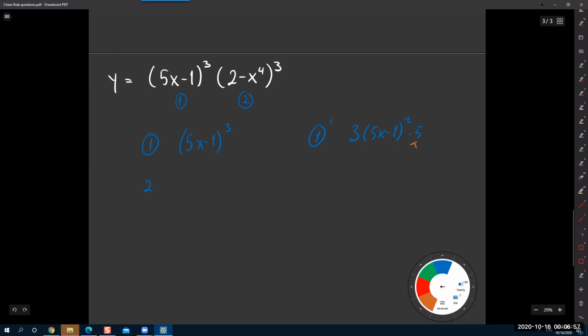Likewise, 2 is 2 minus x to the 4th in the parentheses cubed. 2 prime is 3, 2 minus x to the 4th squared times negative 4x cubed. Where is that negative 4x cubed coming from? The inside the parentheses derivative. One more time. Okay. Now we'll do the same thing.